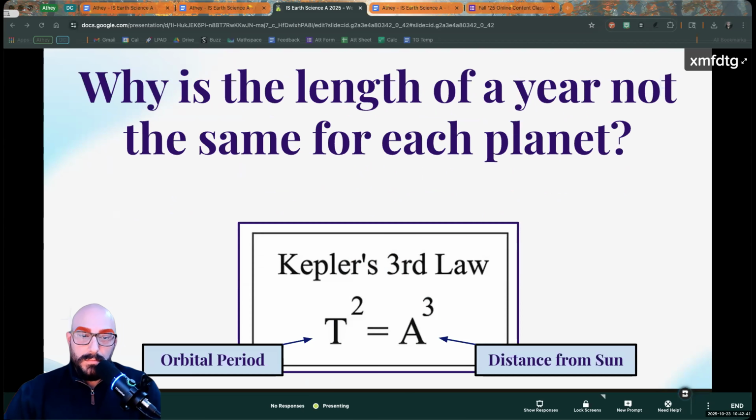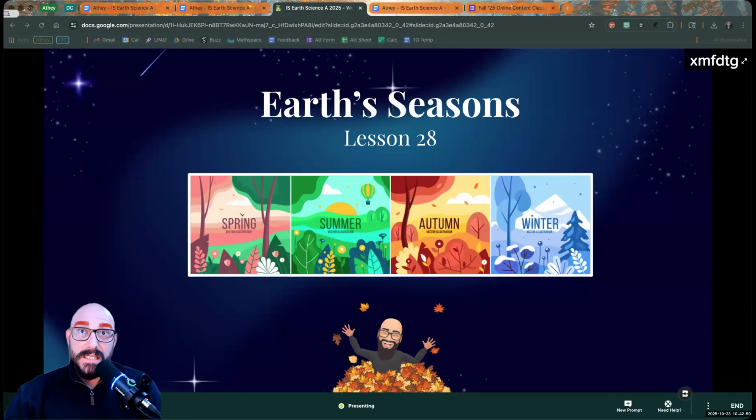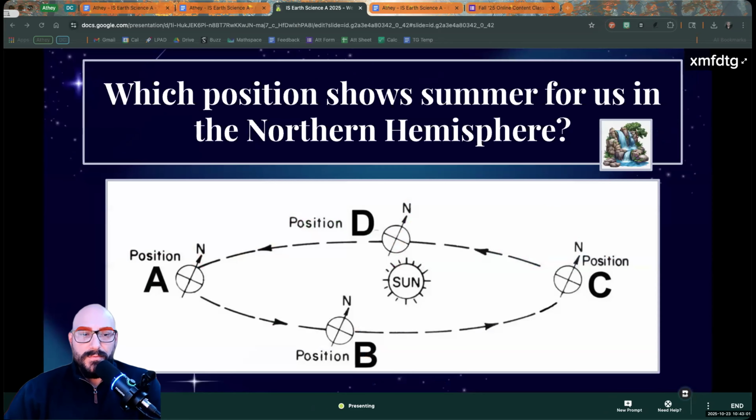So the length of the year is not the same for each planet because its orbital period is proportional to the average distance from the sun cubed, right? So Kepler's third law explains it. We're going to skip ahead now to Earth's seasons. Why do the seasons exist, right? Well, the seasons exist because Earth's axis is tilted. And we think it's tilted for the same reason that we have a moon.